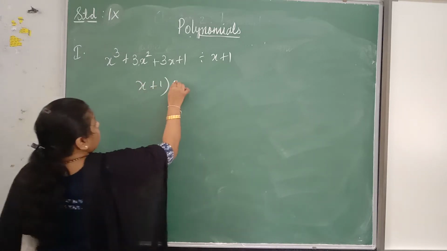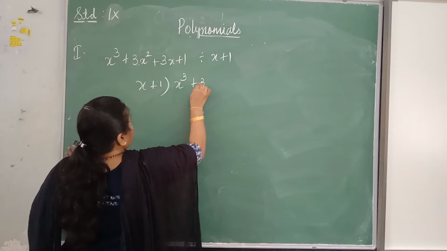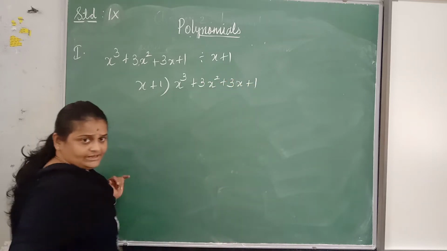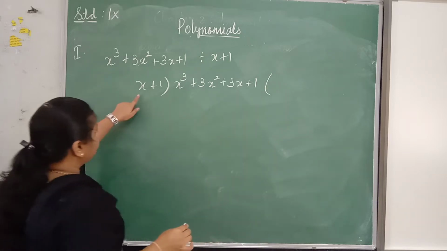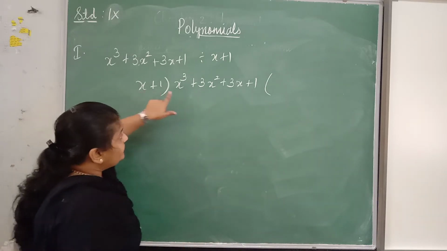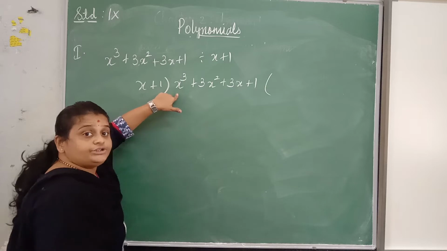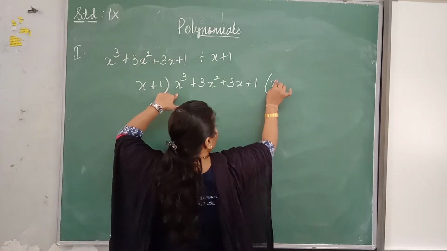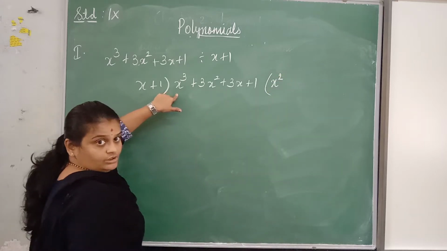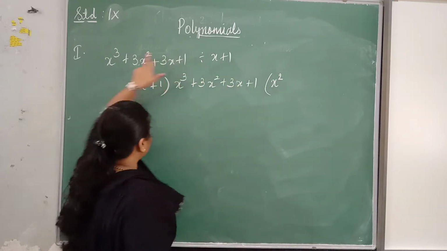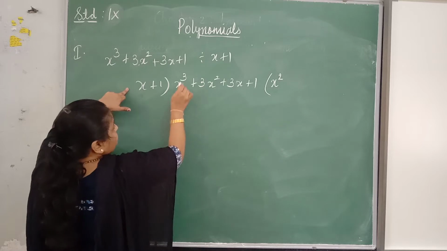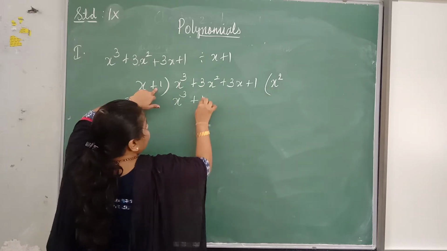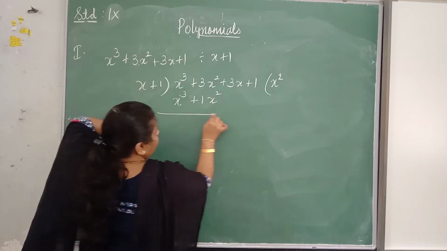x plus 1 into x cube plus 3x square plus 3x plus 1. Here I have the first term as x, and here I have x cube. So in order to get x cube, what should I multiply? You are supposed to multiply by x to the power of 2. So x to the power of 2 into x is x to the power of 3. Then plus x square into 1 is 1x square.